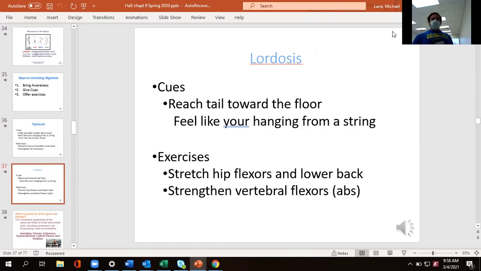Now for lordosis, now we're talking about trying to get your tailbone to the floor, trying to keep yourself more upright, stretch those hip flexors and potentially your low back, so you're not going to be pulled forward all day long, along with strengthening your abs to keep you in a better neutral position.